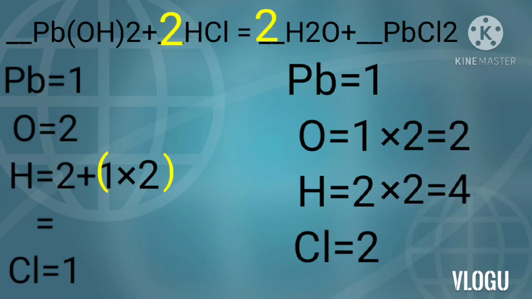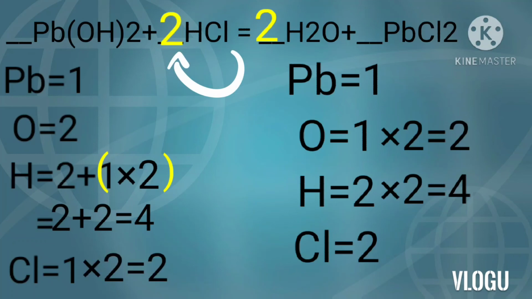Remember we have 2 hydrogens here. And if we add hydrogen 2 and 1, it's not equal to 4, so we have to multiply hydrogen 1 times 2. Then add hydrogen 2 plus 1 times 2, which is 2, so 2 plus 2 gets the sum of 4. Notice that hydrogen was combined with chlorine, so we also have to multiply chlorine 1 times 2 equals 2. Now we got the same 1, 2, 4, 2, so we made it balanced.